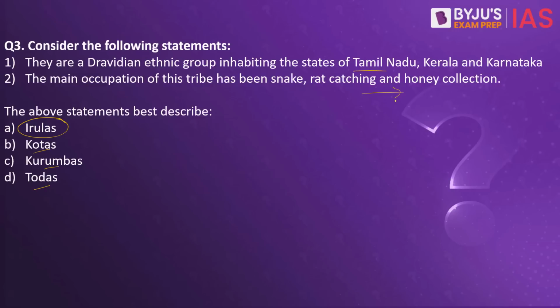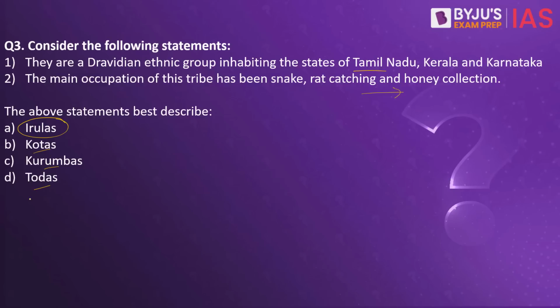They also have vast knowledge when it comes to herbal medicine. They also know what diet has to be followed, and a number of movies have been directed because of this unique feature as well as their rat catching ability. Recently we also had one of the movies which became a major hit, Jai Bhim, and that is based on the Irulas as well. So remember, Irulas are one of the tribes present in Tamil Nadu, Kerala as well as Karnataka. Their main occupation is snake and rat catching and honey collection.